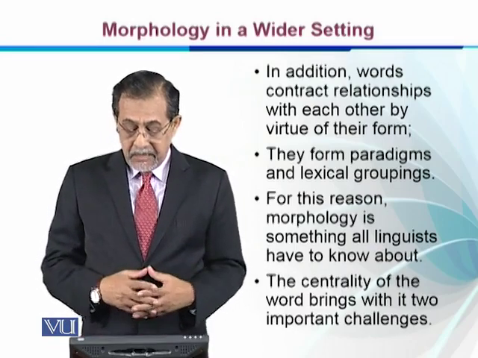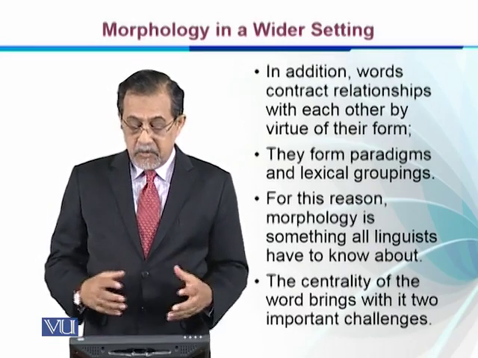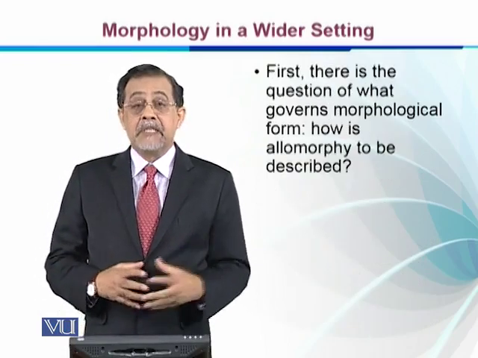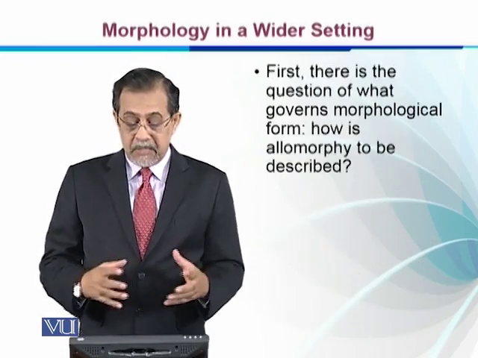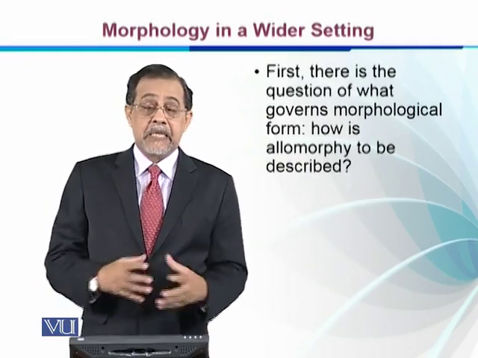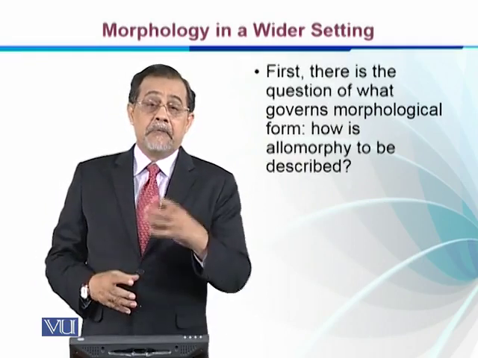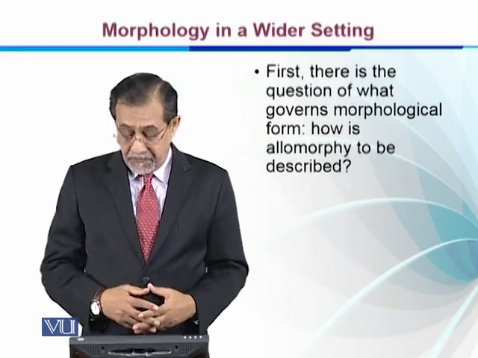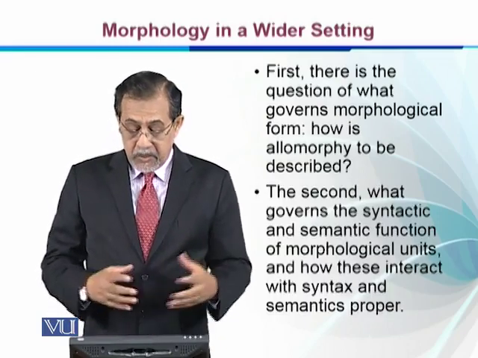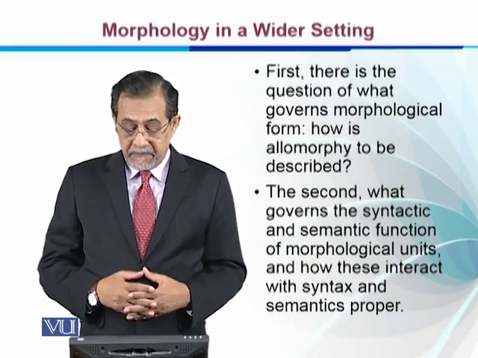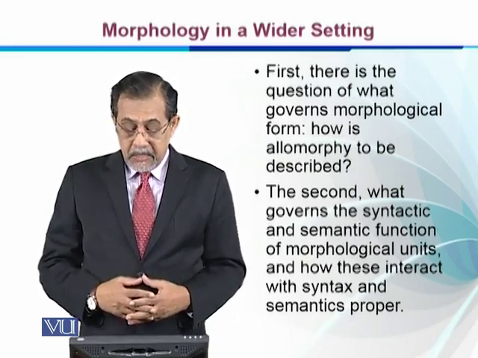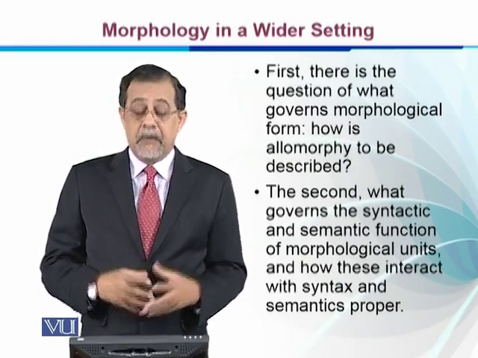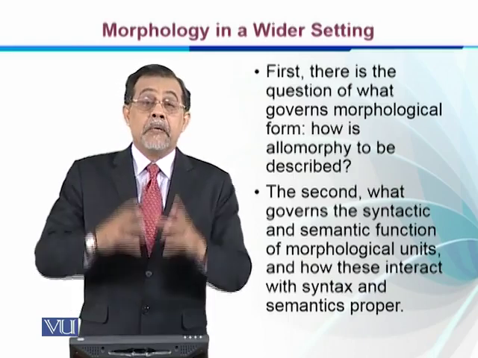So the centrality of the word brings with it two important challenges. One, there is the question of what governs morphological form. How is allomorphy to be described? Allomorphy, the variation of a morpheme or a morph, right? The second, what governs the syntactic and semantic function of morphological units, and how these interact with syntax and semantics proper.